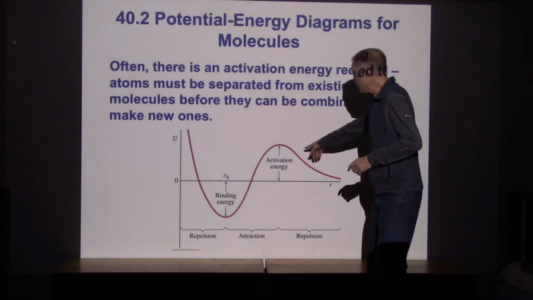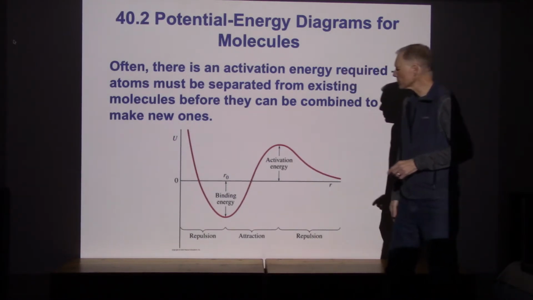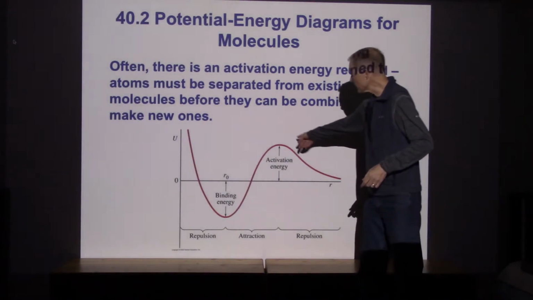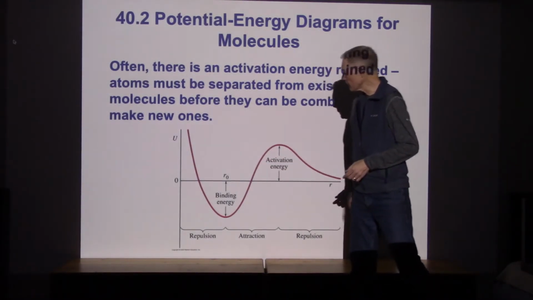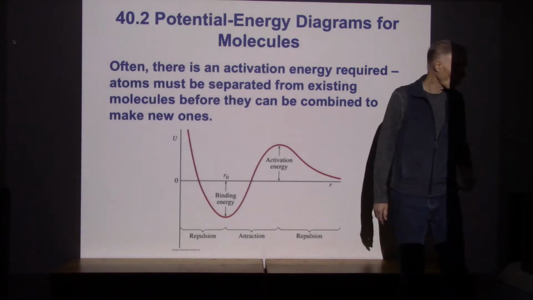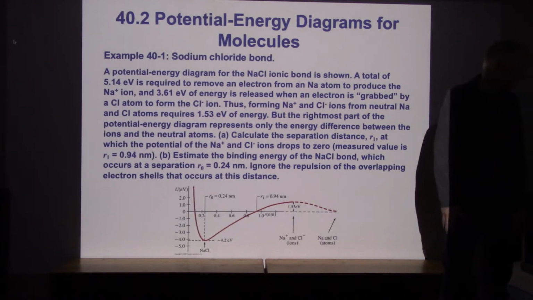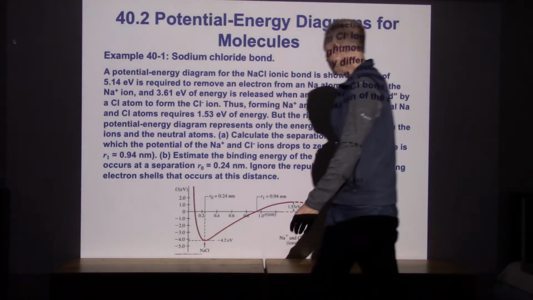Here, there's an activation energy that you have to get past. So this prevents all the chemical reactions from immediately running on many, many materials. You would have to get past an activation energy before the chemical bond would form, before you find that minimization state. Now they've got a more detailed example here.